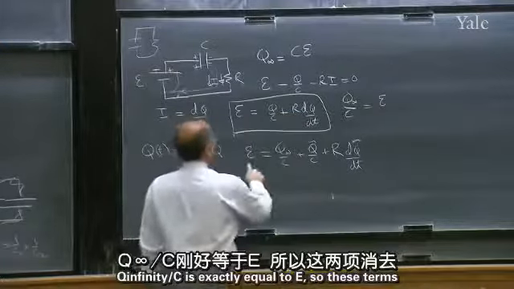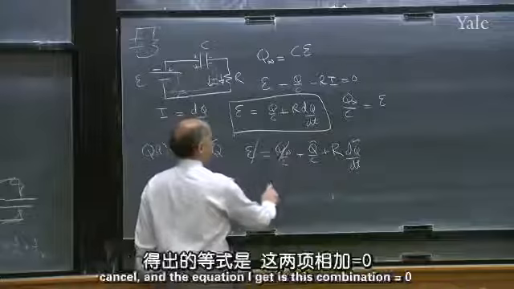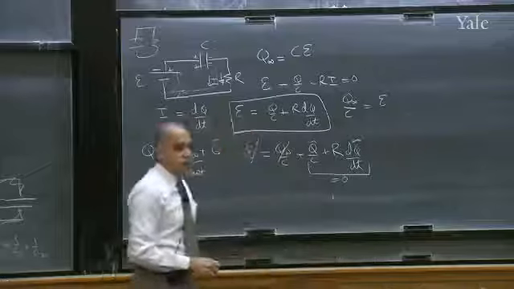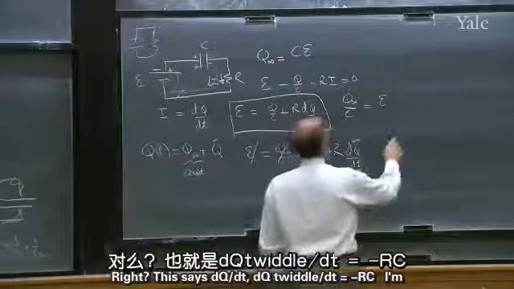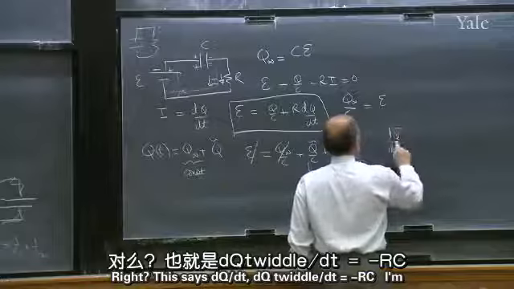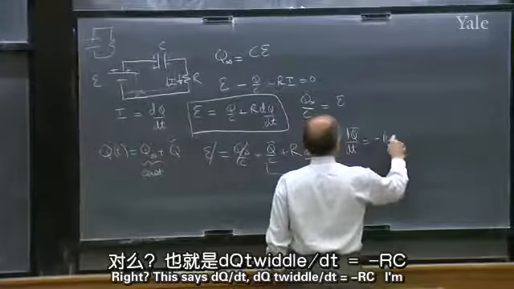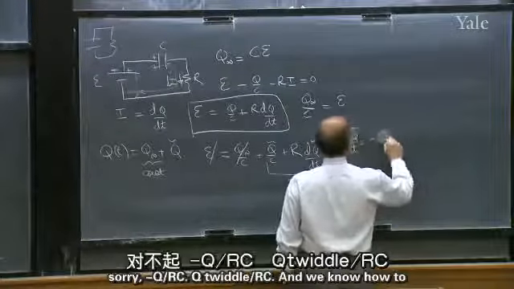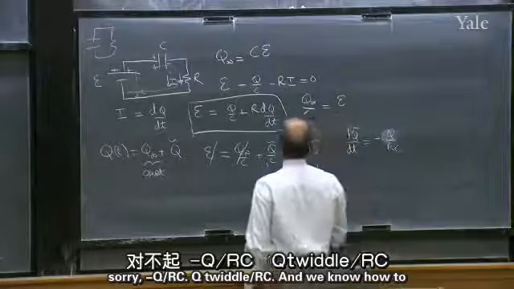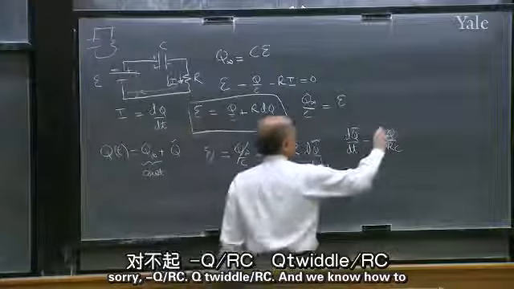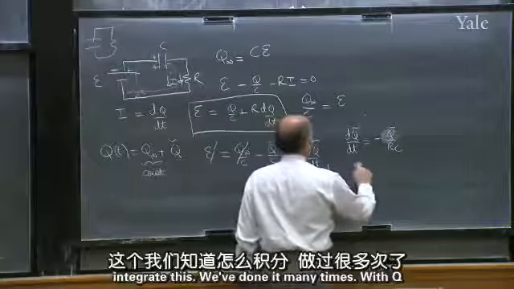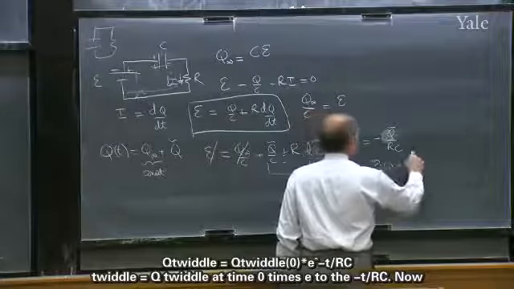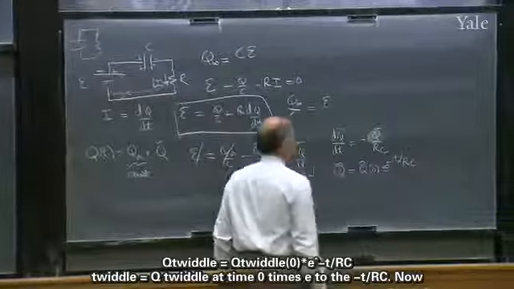But Q infinity over C is exactly equal to E. So these terms cancel, and the equation I get is this combination is equal to 0. This says dQ twiddle/dt is equal to minus Q twiddle over RC. And we know how to integrate this. We have done it many times. Q twiddle is Q twiddle at time 0 times e to the minus t over RC.